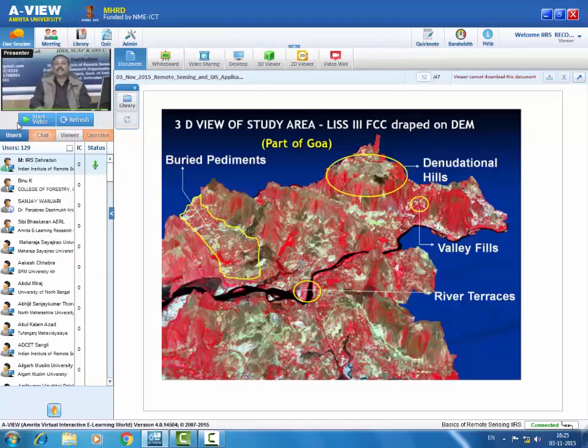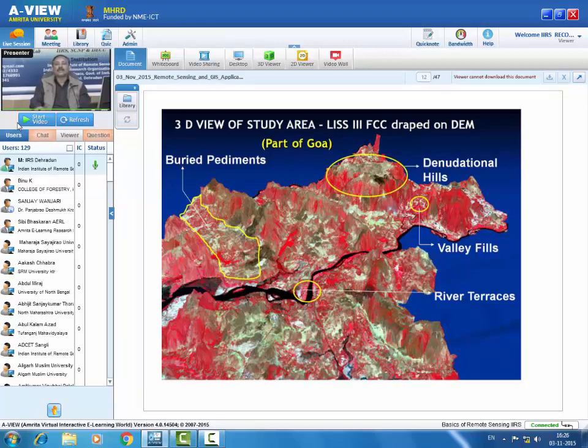Similarly, you see one area of the Goa terrain. You can see from the remote sensing data, FCC is draped over 3D, a 3D view of that area. This is the hill ridge. One hill range is going. You can see this is another hillock. Its top is flat, but between the two hills, that is the valley area.